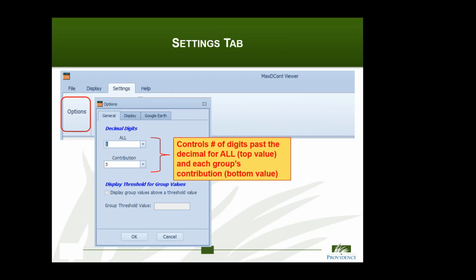Below that, there's also a display threshold for group values. If you check it, you're going to tell MaxDCont Viewer what you want to see. You just want to see all receptors that are above some threshold value, whether that's a NAAQS or a significant impact level. It's just a way that you can filter out the data that's there. It's very similar, if not identical, to what we have in BEEST.